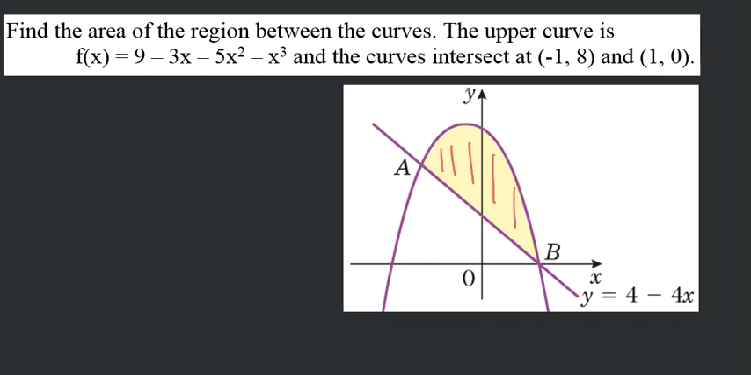It says the curves intersect at -1 and 8, so this must be -1, 8, and this one over here must be 1, 0.